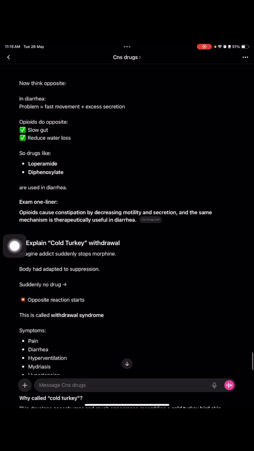In diarrhea, the problem is fast movement and excess secretion, and opioids do the opposite. They slow the gut and reduce the water loss. So drugs like loperamide and diphenoxylate are used in diarrhea. Do you get this? Opioids cause constipation, and in diarrhea there is excess gut motility and excess water loss. The opioids are doing the opposite of it, like loperamide and diphenoxylate.